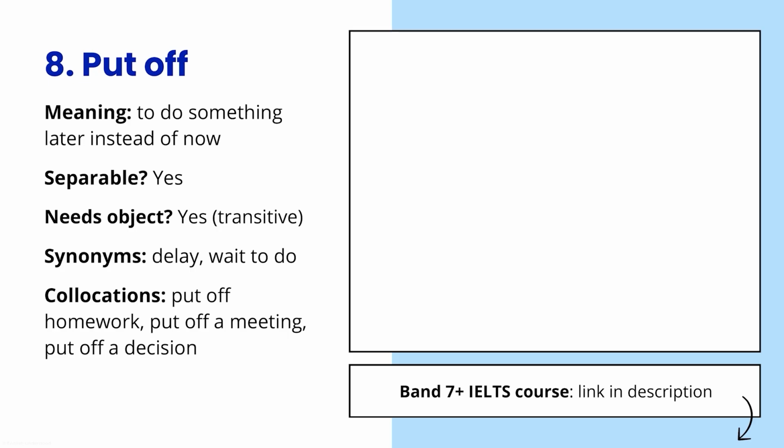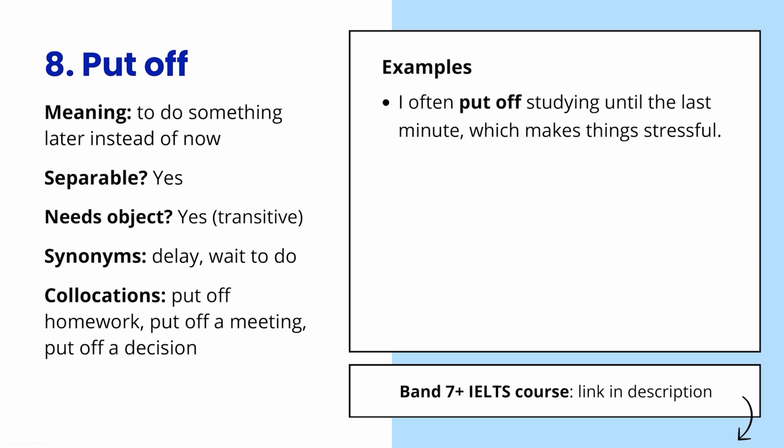Collocations: put off homework. So that means you don't do the homework now, you do it later. Next one, put off a meeting. So again, you don't have the meeting now, you do it later. And the last one, put off a decision. So here's an example. I often put off studying until the last minute, which makes things stressful.